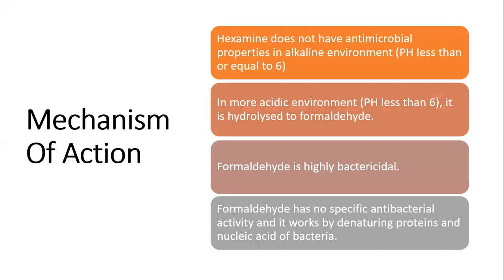For hexamine mechanism of action, it does not have any antimicrobial property in alkaline environment, where the pH is greater than or equal to 6. On the other side, in more acidic environment, where the pH is less than 6, it is hydrolyzed to formaldehyde, where formaldehyde is highly bactericidal and it has no specific antibacterial activity, and it works by denaturing the proteins and the nucleic acid of the bacteria.